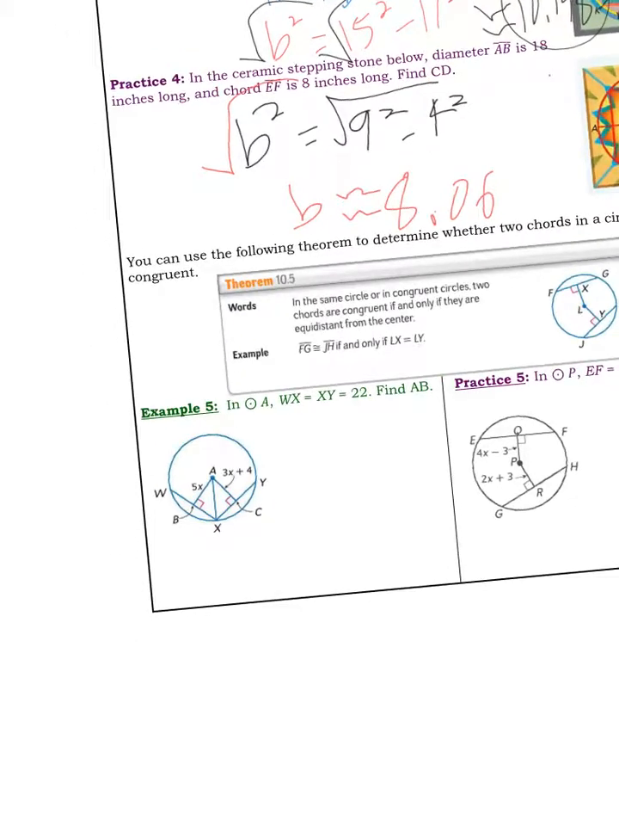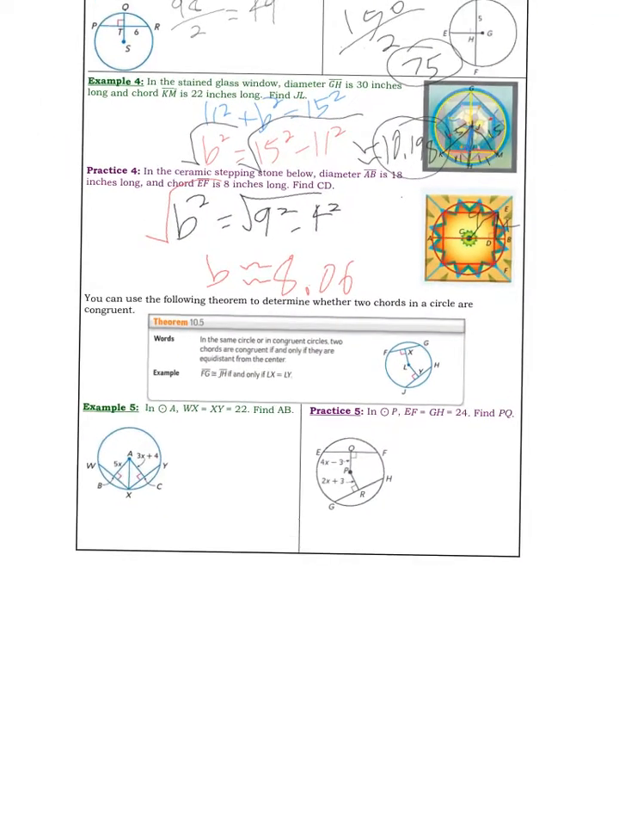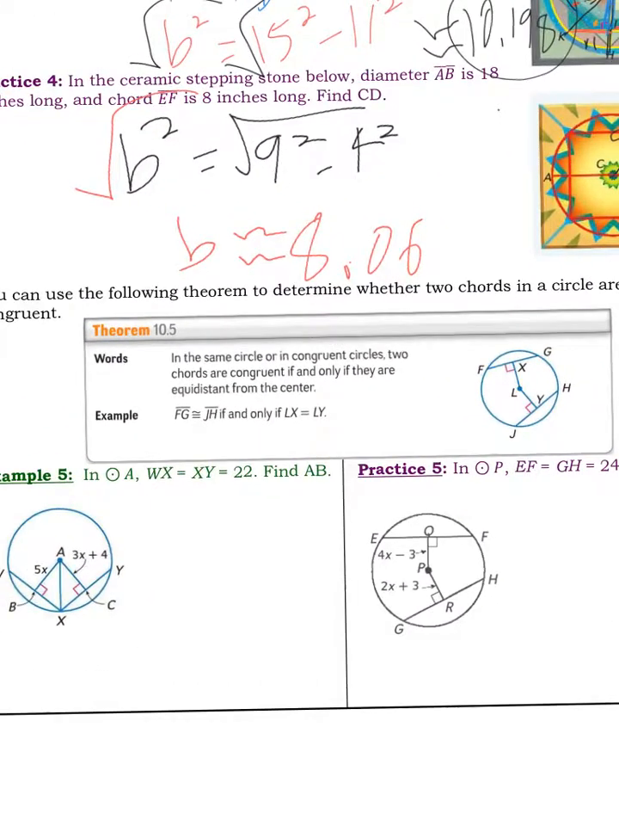Okay, so last thing to cover in this section, you can use the following theorem to determine whether two chords in a circle are congruent. In the same circle or in congruent circles, two chords are congruent if and only if they are equidistant from the center, meaning they're the same distance from the center. So chords FG and JH are congruent if and only if LX is congruent to LY, because they're the same distance away from the center.